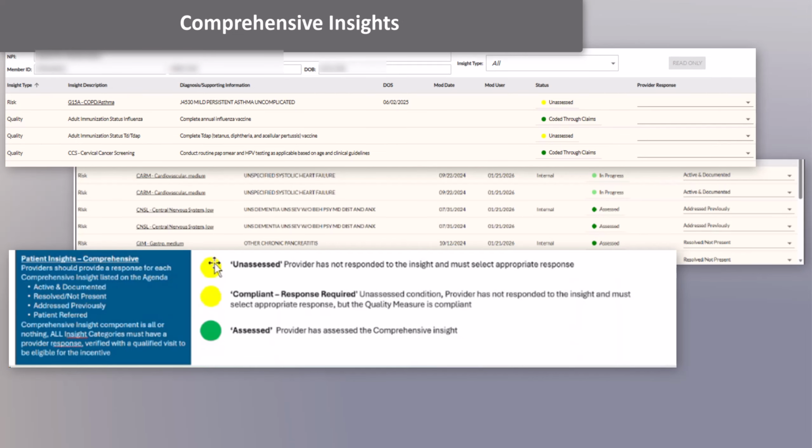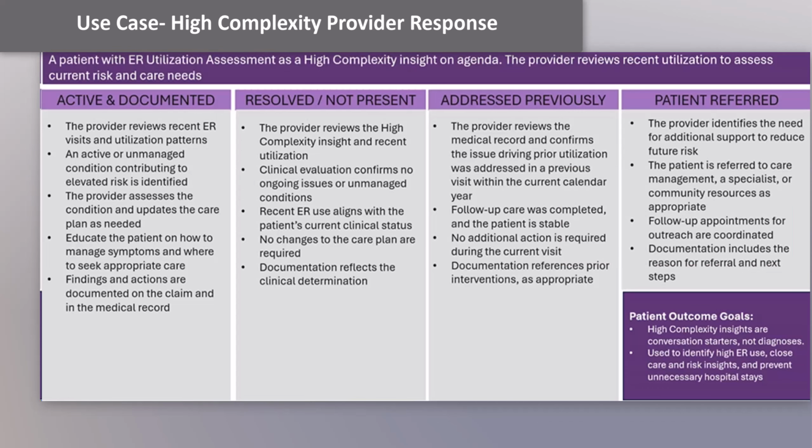For comprehensive insights, select the appropriate response for each insight. All insights require a response verified by a qualified visit. Yellow indicators show unassessed or compliant responses required, while dark green indicates assessed. For high-complexity insights, select the response that best reflects how the issue was addressed during the visit.